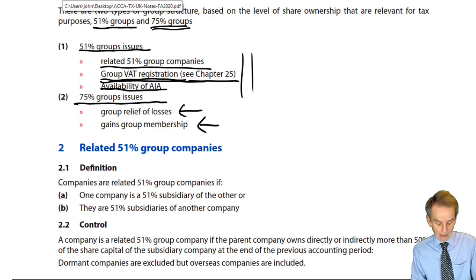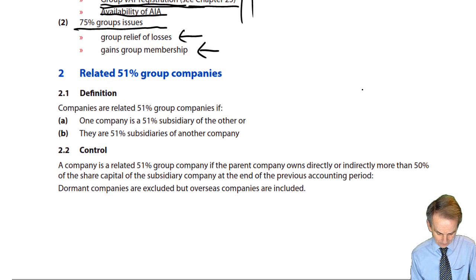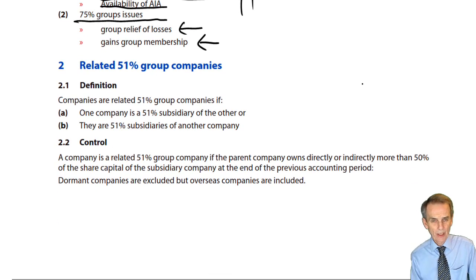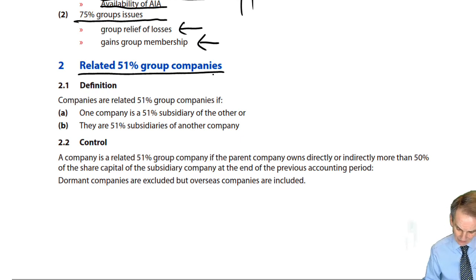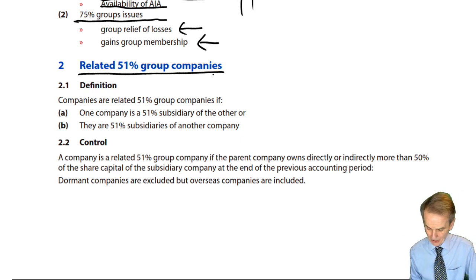So we will analyse our group of companies in the context of who's in the 75% group, who's in the 51% group, defining each of those groups in relation to the individual issue, whether it's group relief of losses, whether it's gains group membership, whether it's related 51% group companies, whether it's group VAT registration, or whether it's availability of AIA. First issue here, related 51% group companies there.